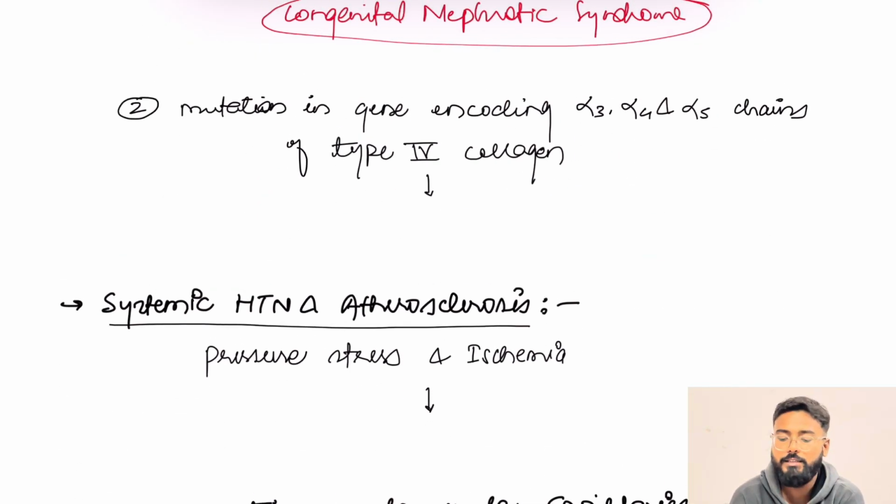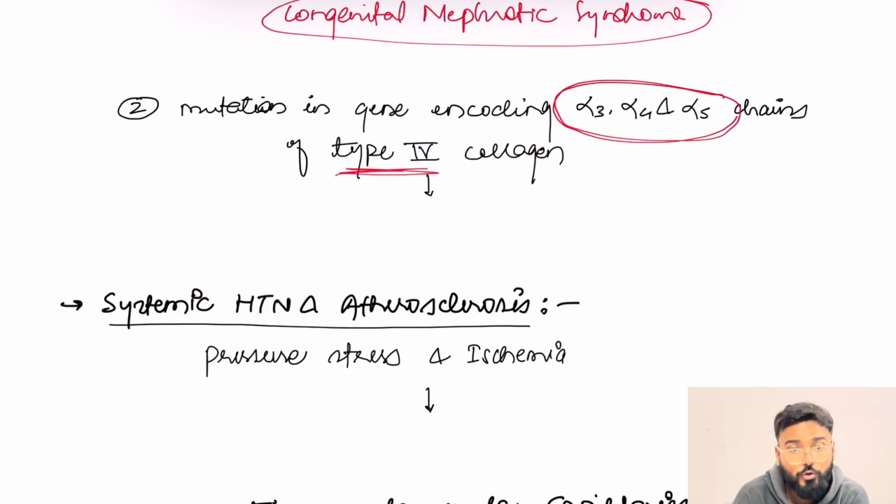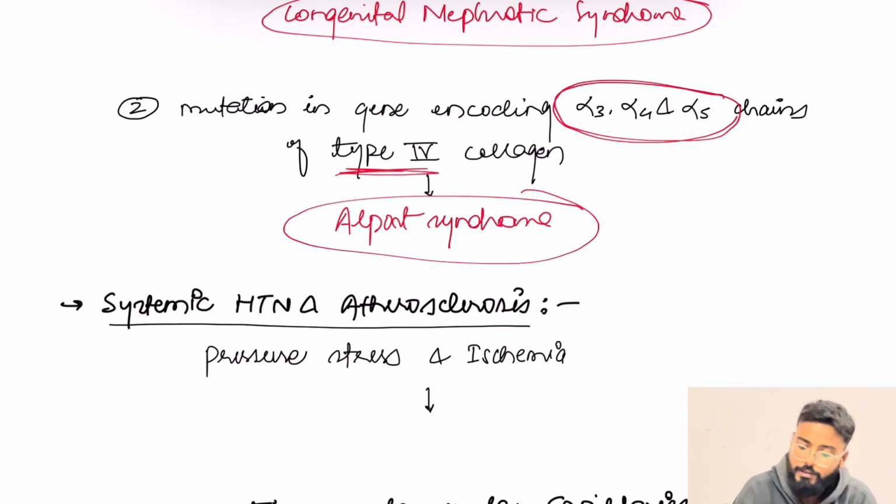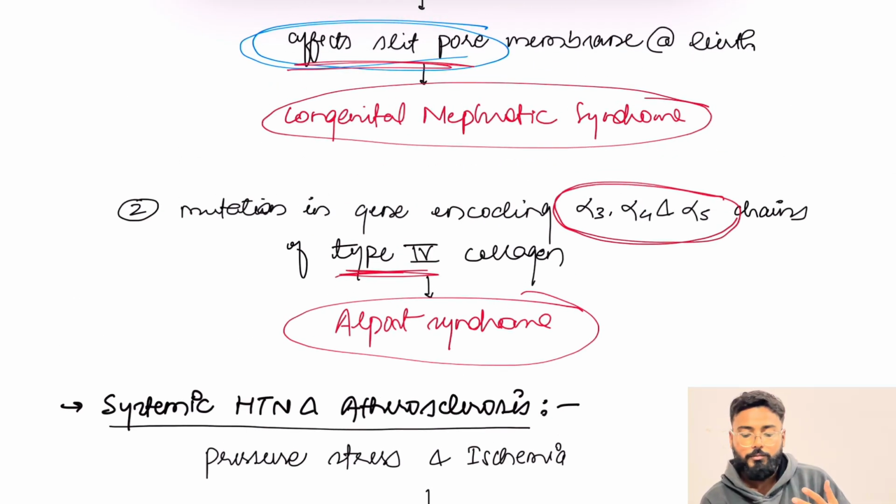Now again, mutation in the genes encoding the subunits of type 4 collagen, alpha 3, alpha 4, and alpha 5, is going to lead to your Alport syndrome. So Alport syndrome, you are going to see when there is mutation in the gene encoding alpha 3, alpha 4, and alpha 5 subunits of type 4 collagen.